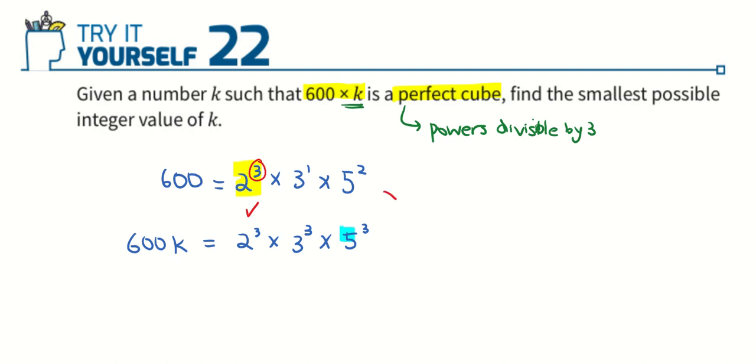And what did I do from the first to the second? Did I multiply any 2's? No, right? Still the same. Did I multiply any 3's? Yes. How many times? 2 times. So times 3 square. Did I multiply any 5's? I only multiplied by one 5. So the answer for k is 3 square times 5, which gives me 45. And that's the smallest integer value of k. Integer meaning whole numbers.